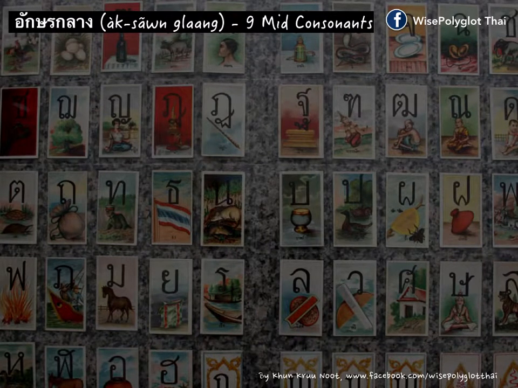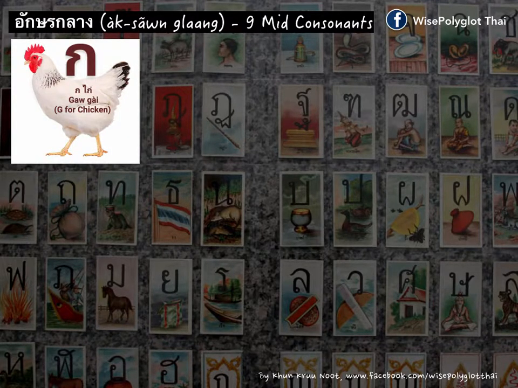Today we will learn about aksan glang, or mid consonants. There are 9 of them. 7 are common, 2 are rare. Let's read together. Go gai. Go is the sound of the letter. Gai is the word that's spelled by this letter. Go gai.